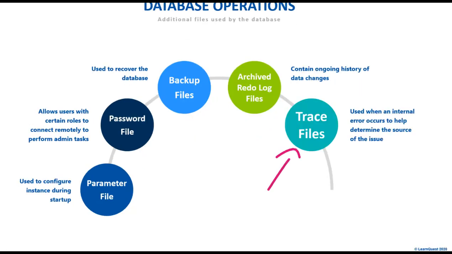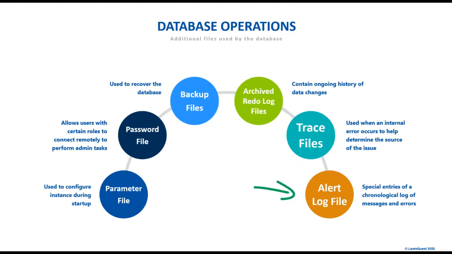The trace files. These are used when internal errors occur to help determine the source of the issue. After all, without trace files, it would be very difficult to figure out why some problem happened. And finally, there is the alert log file. These are special entries of a chronological log of messages and errors.